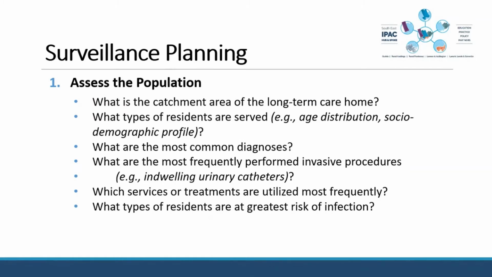So continuing with your assessment of the population, these are some of the types of questions that you can ask to assist in the assessment of the populations that are served by the home, including what are the most common diagnoses, what are the most frequently performed invasive procedures, what types of residents are at greatest risk for infection, and are there any health concerns emerging from the community? Since the evaluation establishes priorities for the surveillance system, resources for surveillance can then be targeted to the populations at risk for the outcomes of greatest importance defined in these priority areas. Next, we will select the outcomes.